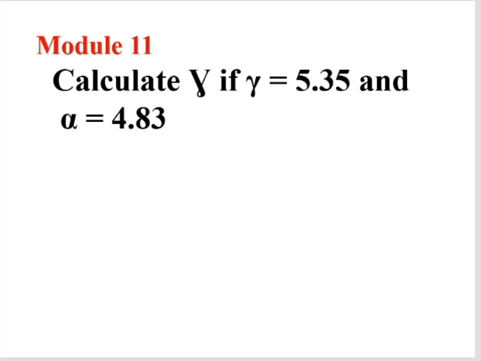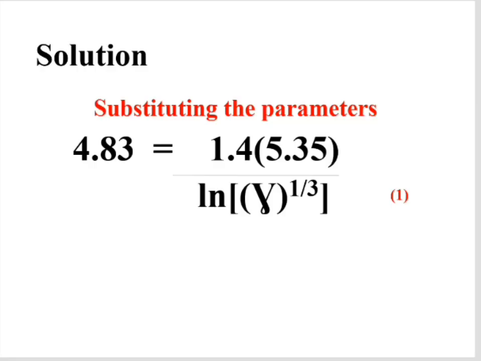Now, in model 11, we want to calculate the concentration of extracted zinc when the initial and final solution pH were given. And if we substitute these values into the model, we have the initial solution pH, 4.83, equal to 1.4 multiplied by the final, which is 5.35, all over the natural log of the extracted concentration of zinc to power 1/3.